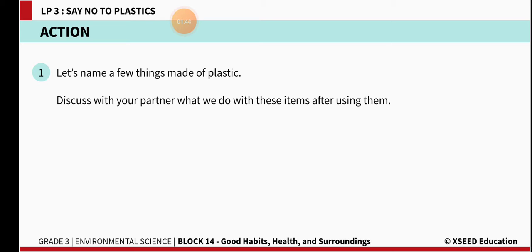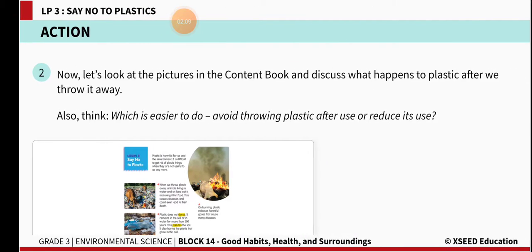So let us do one small activity. You write a few things which you use in your day-to-day life and which are made from plastic. Write the things which are made from plastic and how you use them. Mention at least 5 to 6 things that you use in your day-to-day life.